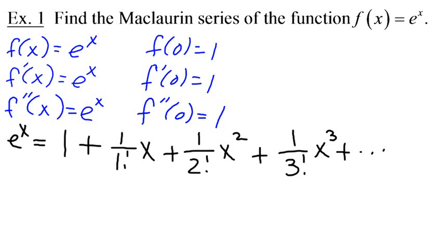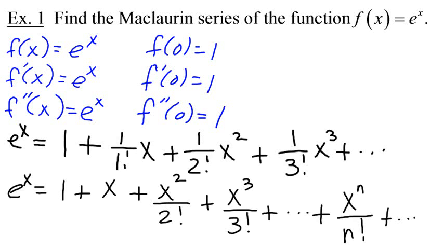So the n equals 0 term is equal to f of 0. The n equals 1 term is f prime at 0 over 1 factorial times x to the first power. The n equals 2 term is f double prime at 0 over 2 factorial times x squared, and so on. So the Maclaurin series for e to the x is 1 plus x plus x squared over 2 factorial plus x cubed over 3 factorial, with general term x to the n over n factorial. This is one of several Maclaurin series that you'll need to commit to memory for the AP exam in May.